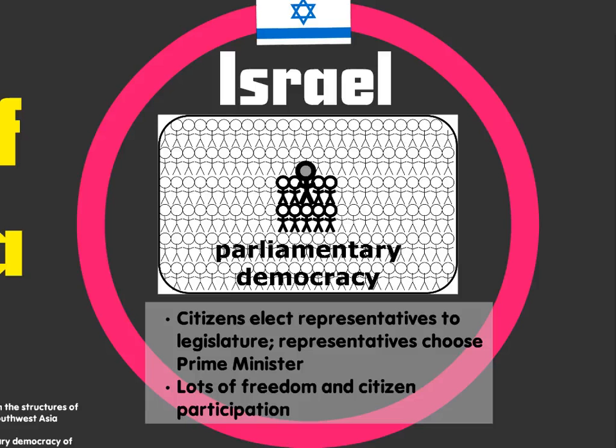Israel, on the other hand, is a parliamentary democracy. As a parliamentary system, the people rule, of course, and the people rule by electing representatives to the legislature in Israel, also known as the Knesset. And these representatives then choose their prime minister. And as a democracy, Israel has lots of freedom and lots of citizen participation.